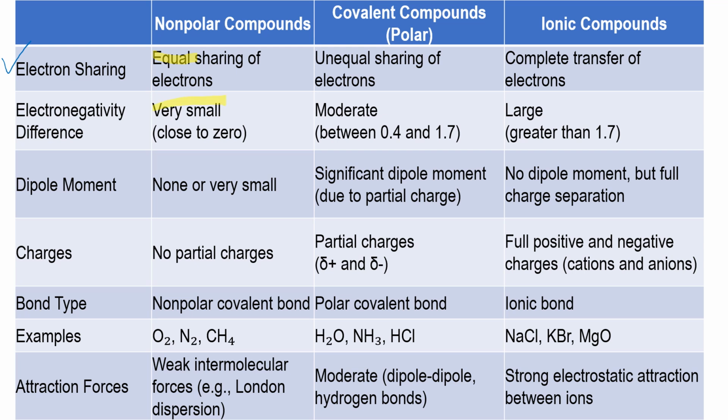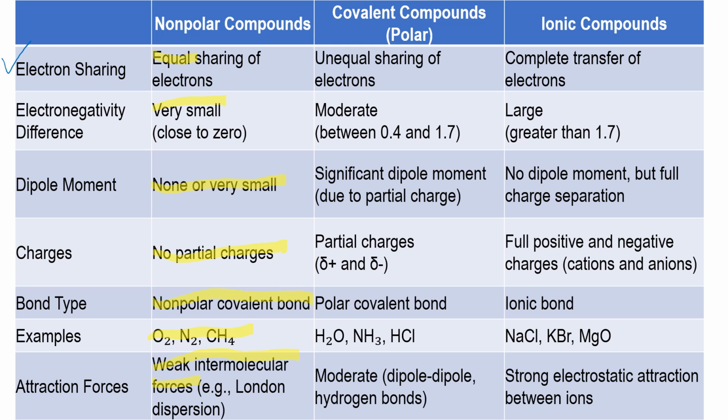For example, your chlorine molecule, chlorine with chlorine, has a very small electronegativity difference, meaning there is none to very small dipole moment, and it has no partial charges. So the bond type here is a non-polar covalent bond. Typical examples are molecules like your oxygen, nitrogen, your methane. And the attraction forces here are weak intermolecular forces, or London dispersion is a good example for this.